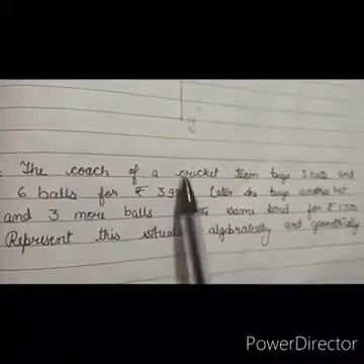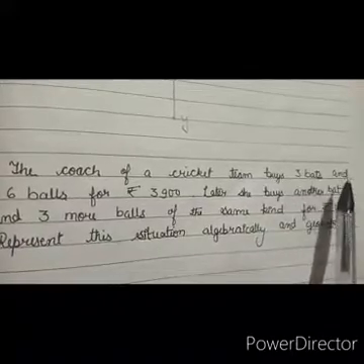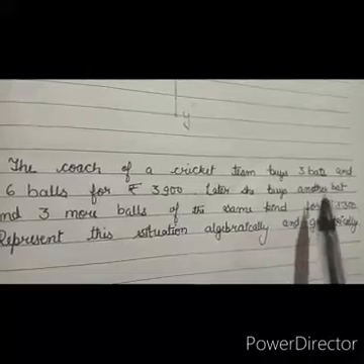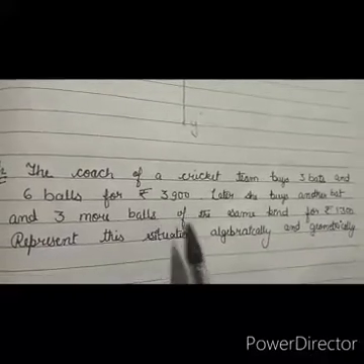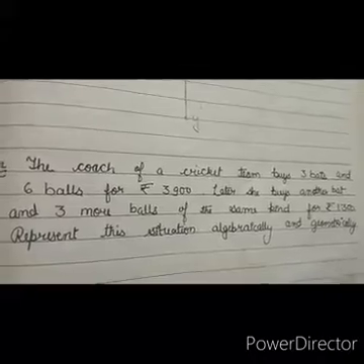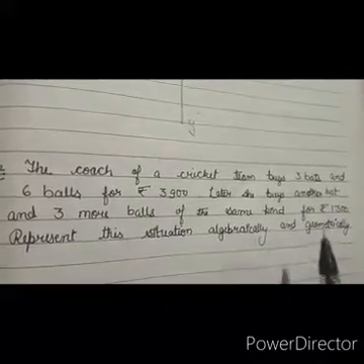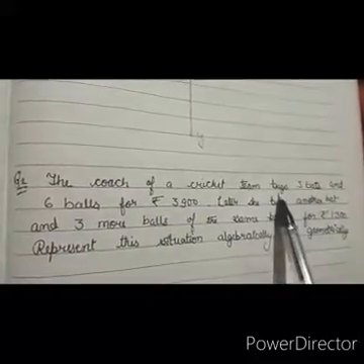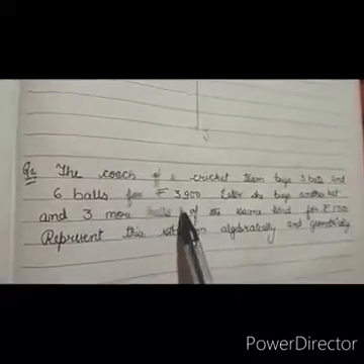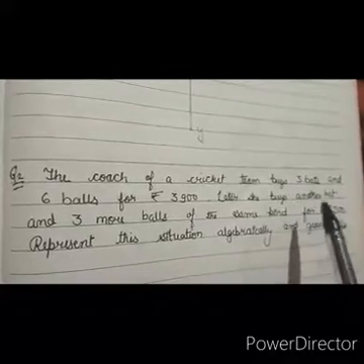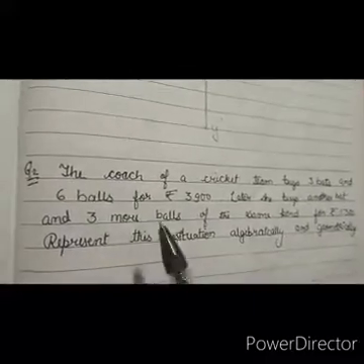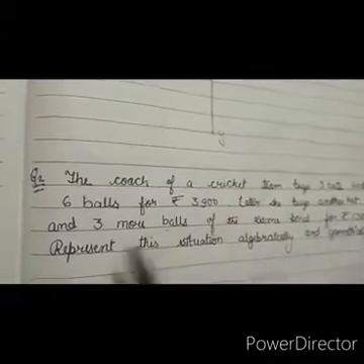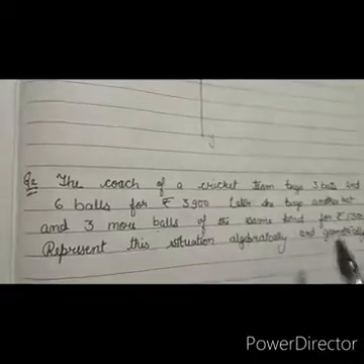Question second. The coach of a cricket team buys 3 bats and 6 balls for rupees 3,900. Later she buys another bat and 3 more balls of the same kind for rupees 1,300. Represent this situation algebraically and geometrically. In this question, a cricket coach buys 3 bats and 6 balls for rupees 3,900, and then she buys another bat, means 1 bat and 3 more balls of the same kind for rupees 1,300, and we have to represent this situation algebraically and geometrically.